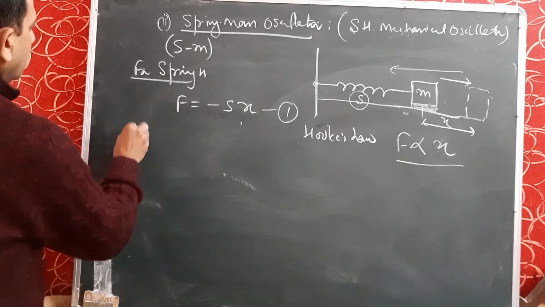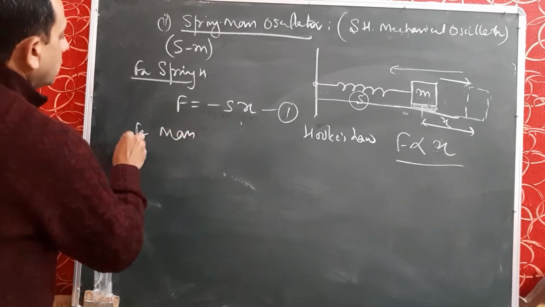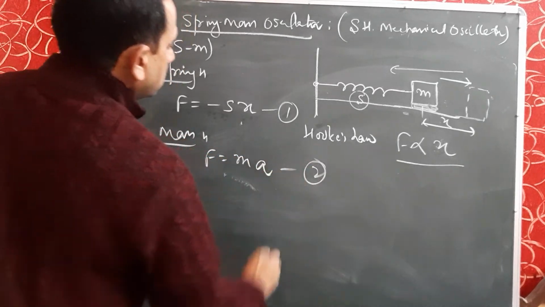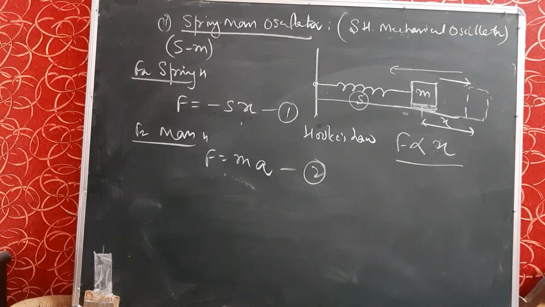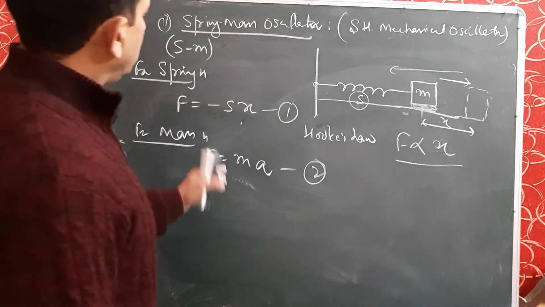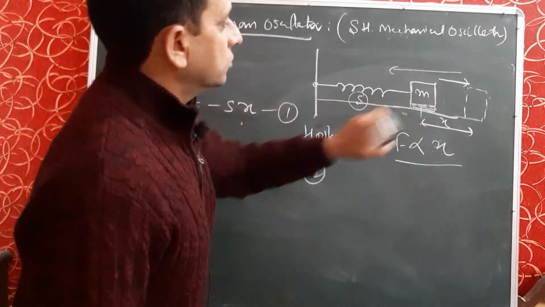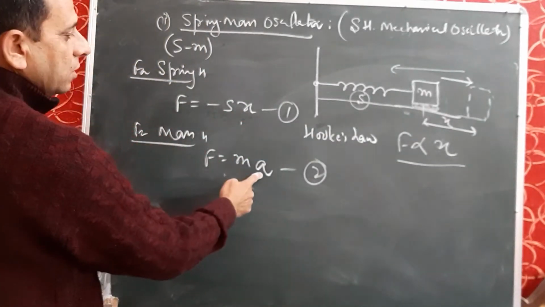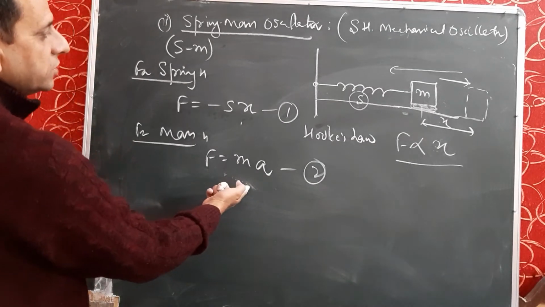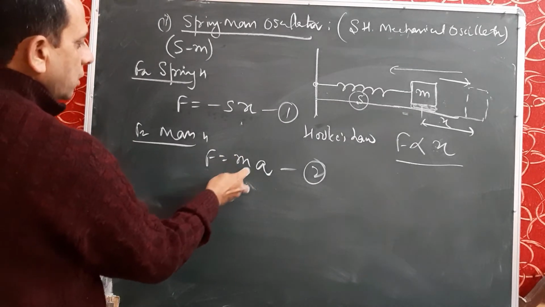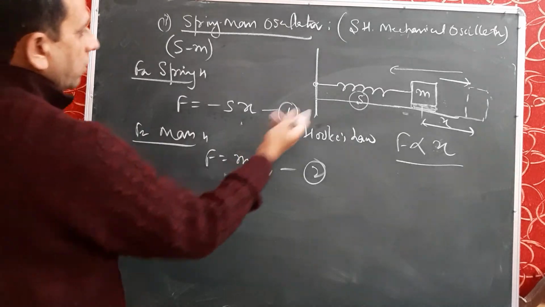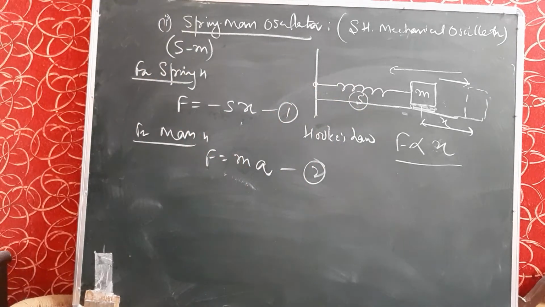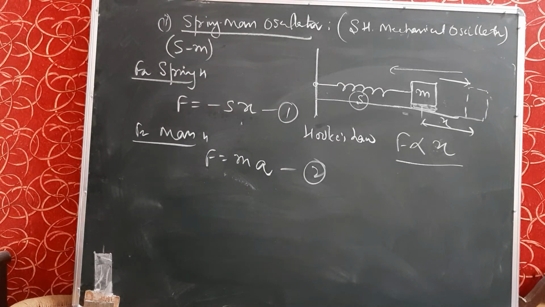And second, for mass, F is equal to ma. This is the second equation. So, there are two forces acting on these two systems. The force acting on the mass is F is equal to ma. You have read this formula in Newton's second law, because it consists of mass. So, it is responsible for mass, and F is equal to minus Sx is for spring. So, it is the spring formula.